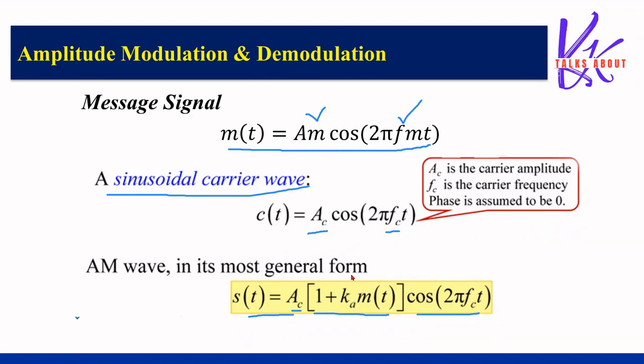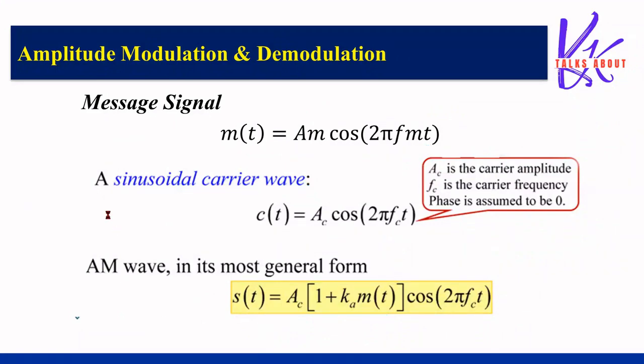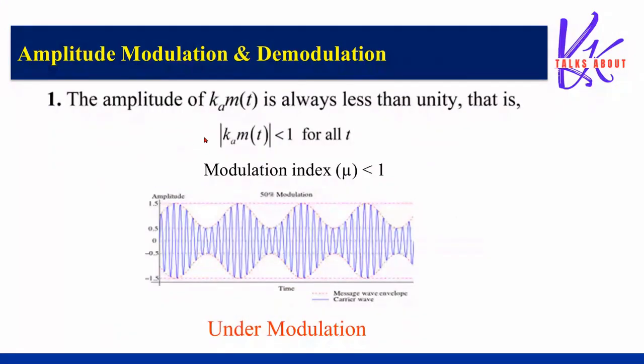So what is this Ka? Ka is called the amplitude sensitivity. Based on this Ka value and the modulation index, we get three forms of modulated waveform: one is under modulation, the other is over modulation, and the third one is exact modulation. So let us see what under modulation, over modulation and exact modulation are.